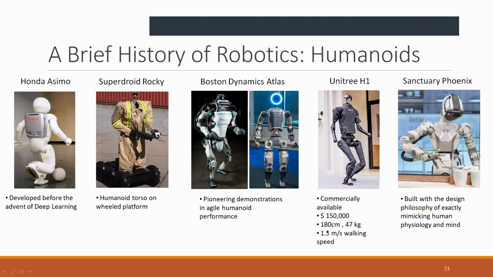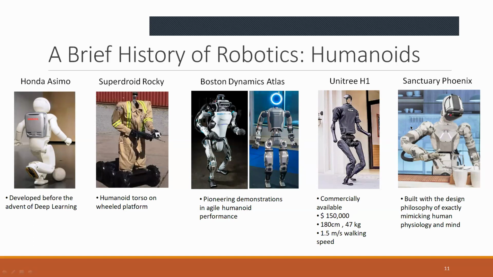It has a height of 180 centimeters and a weight of 47 kilograms. So it's important because these statistics quite resemble what an average human would have. I think 180 centimeters comes down to 5 feet and 8 inches or so. So kind of average statistics for an average person. And it has a walking speed of 1.5 meters per second. And if you can take a look at the videos, you can see its resistance to minor disturbances as well.